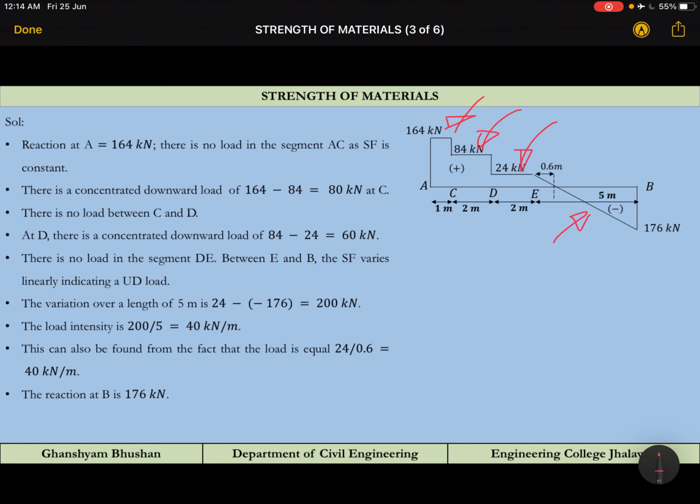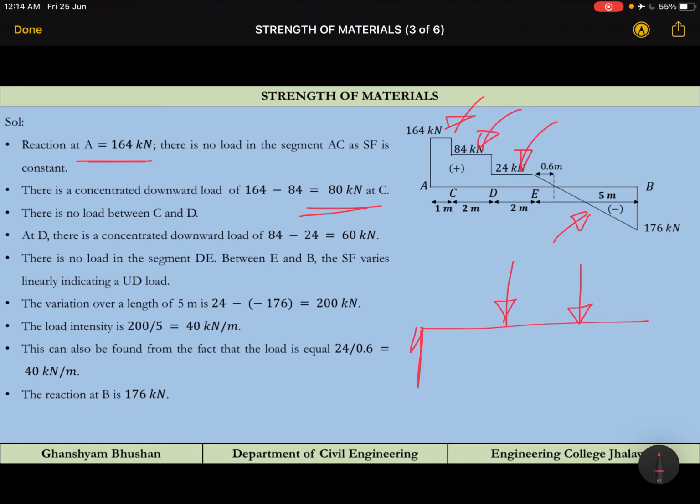So the concentrated load, the reaction at A, we have already calculated as 164 kilonewton. The concentrated downward load at point C will be how much? 164 minus 84, so 80 kilonewton is acting downwards. Again, between C and D there is no loading, because 84 kilonewton is constant throughout from C till D. At D again there is a sudden drop of 60 kilonewton. So this is 60 kilonewton at point D.